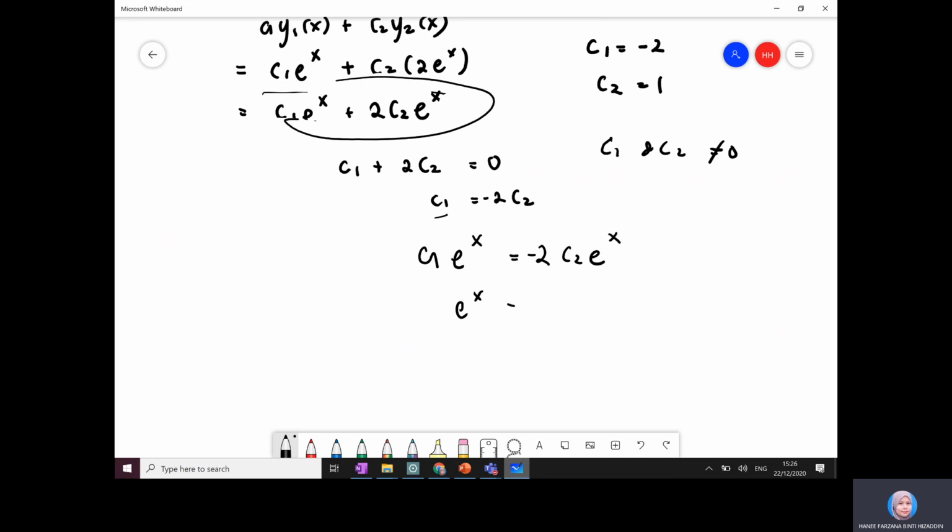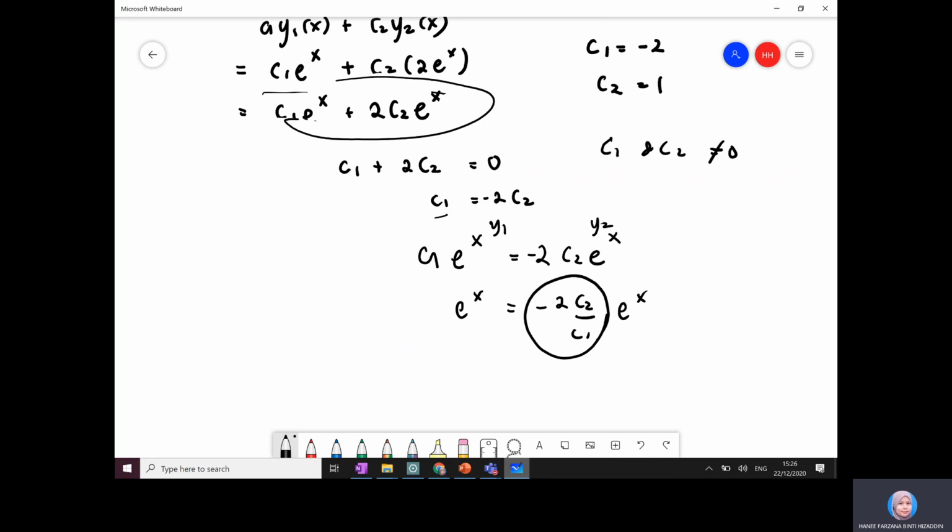You see, e to the x is negative 2 c2 over c1 times e to the x. So this is a proportionality constant of the two functions, y1 and y2. So they are not linearly independent. They are not independent equations. They are not independent solutions.